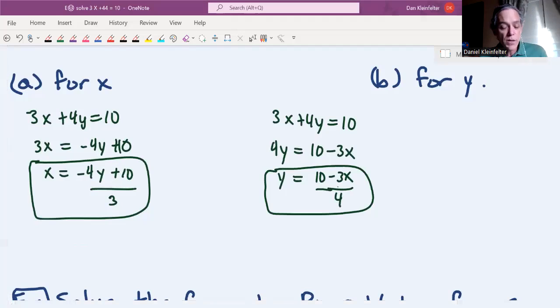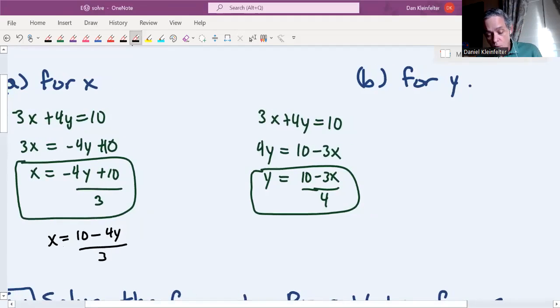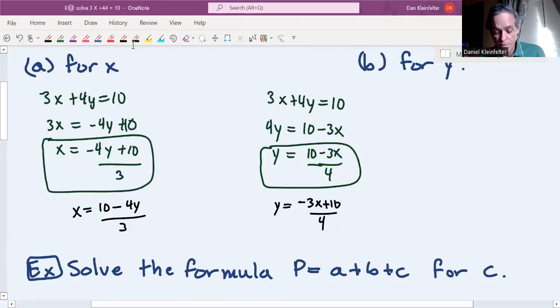All right, so notice, by the way, there are different equivalent expressions for these. If you did the terms in a little different order, you could have ended up with a different looking but equivalent answer. For example, you might have had 10 minus 4y over 3 in the first case, or you might have had negative 3x plus 10 over 4 in the second case. Of course, they're equivalent to each other.